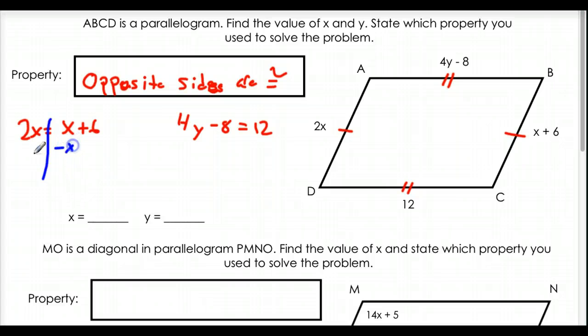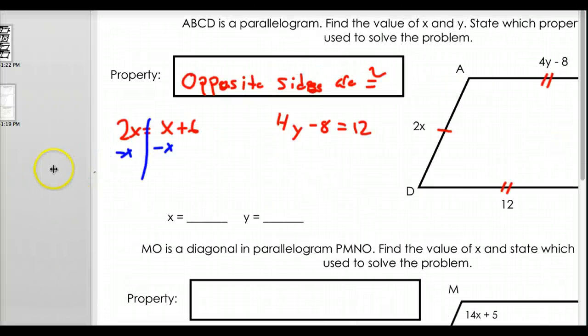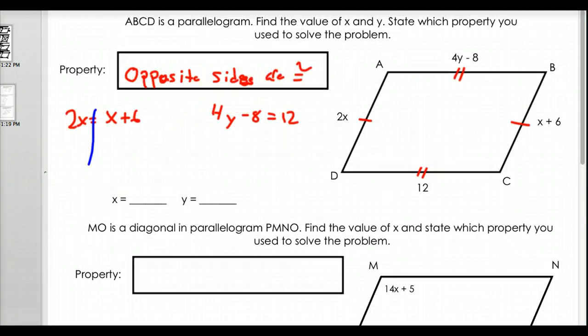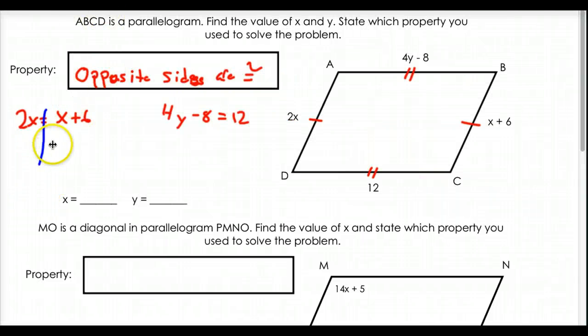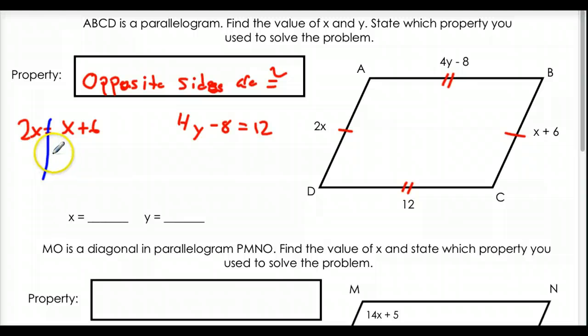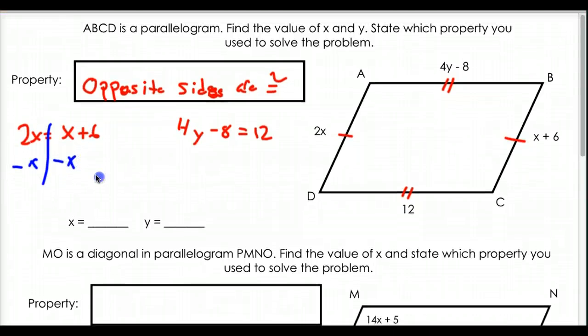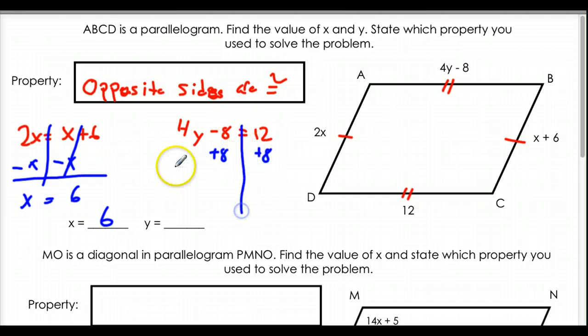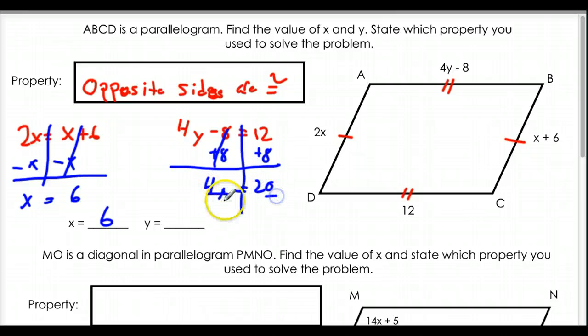So for this one, I'm going to subtract x from both sides. Sorry about that. We're going to subtract x from both sides. And we get x is equal to 6. That part's done. And for this one, we're just going to add 8 to both sides to solve. That cancels. We get 4y is equal to 20. Divide both sides by 4. And y is equal to 5.